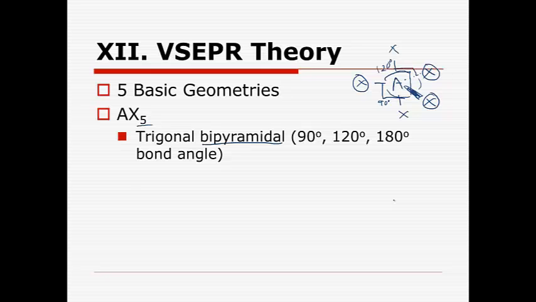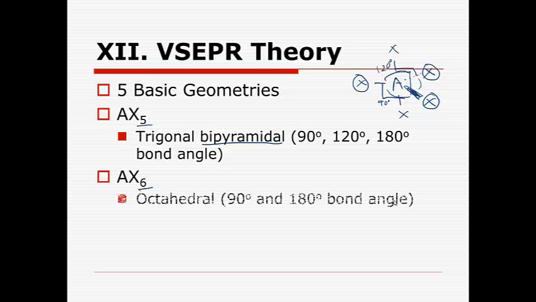Now, you can actually have something called AX6. You can actually have 6 atoms bonded to a central atom. Okay, and this is an octahedral. What's it look like? It should be A, X, X, X, X. One is coming straight out at you, and one is going straight back. It's basically a square, 2 square pyramids on top of each other.